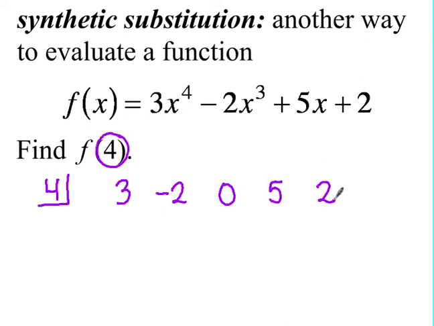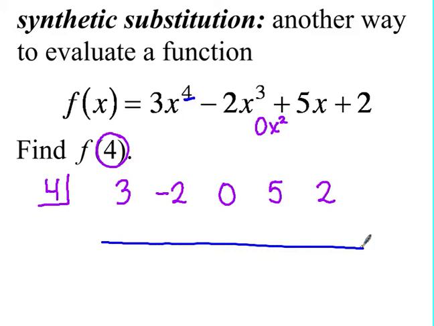Why did I put a 0 in? There is no x squared here. So you always need to insert 0 as a placeholder. And this is another check: if 4 is your highest power, you're always going to have 1 more for your number of terms. So if 4 is your highest power, you're going to have 5 terms. If 5 would be your highest power, you're going to have 6.